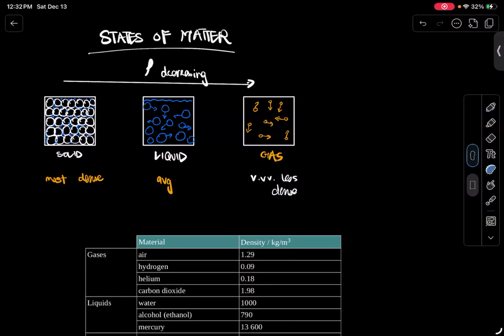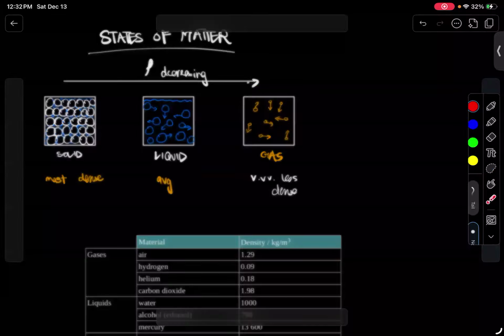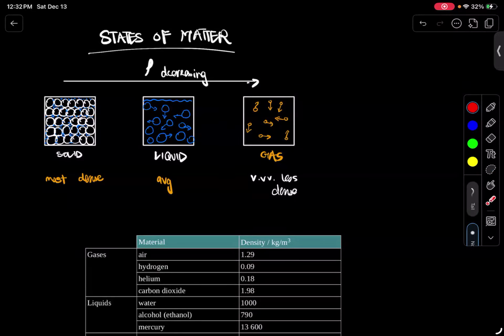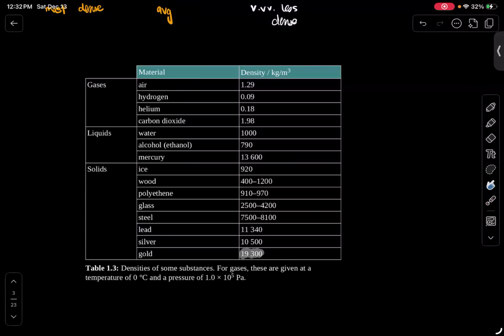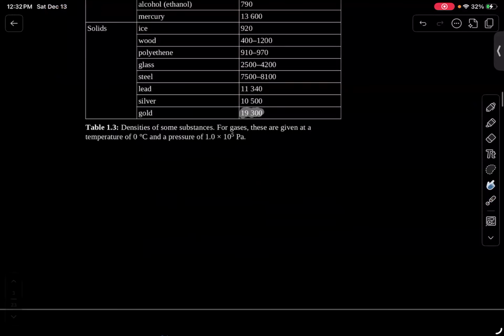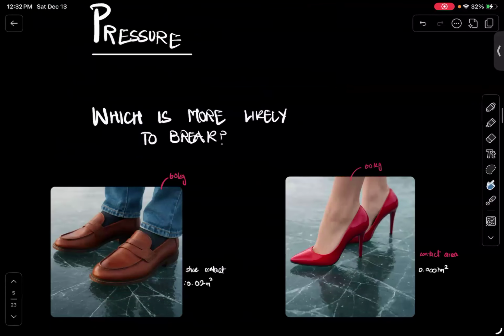Why? Because you can literally see that you have fewer particles, thus less mass in the same amount of volume, right? Imagine these are all the same cubes, and in those same cubes, you have less mass. So obviously, it's going to be less. Okay, you can read out these densities of some random materials later on. Not really important. Okay, we can skip over this now.